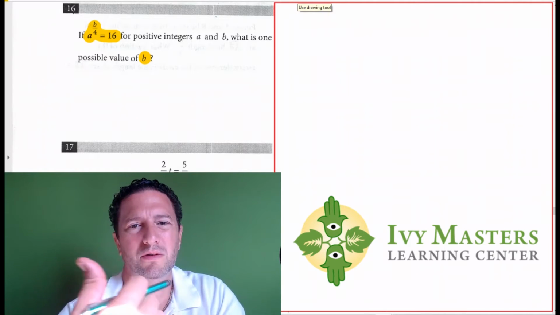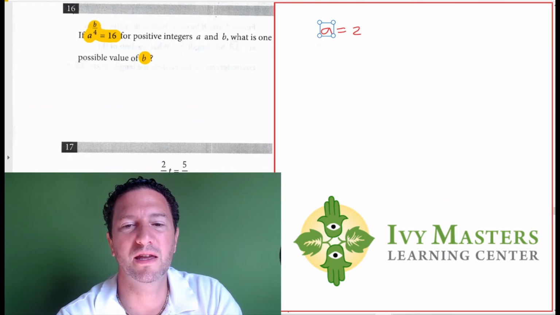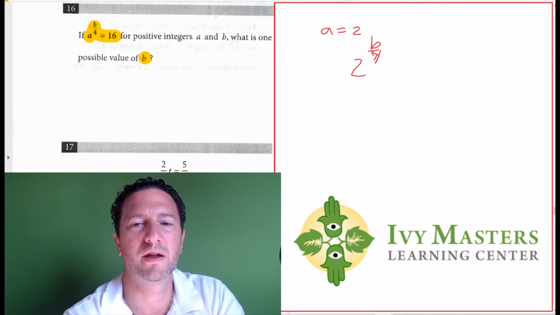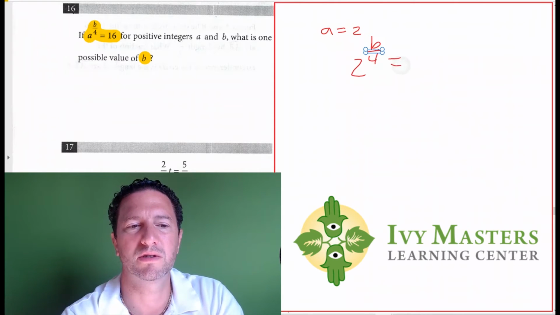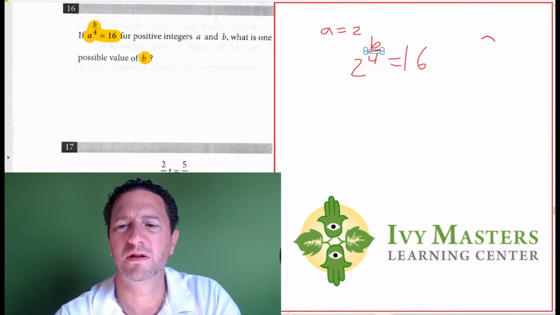So what do you do? You make your a equal to 2. So let's say a equals 2. And then what we're going to get is 2 to the b over 4. That's a terrible 4. It looks like a y. Make it look more like a 4. Over 4 equals 16.